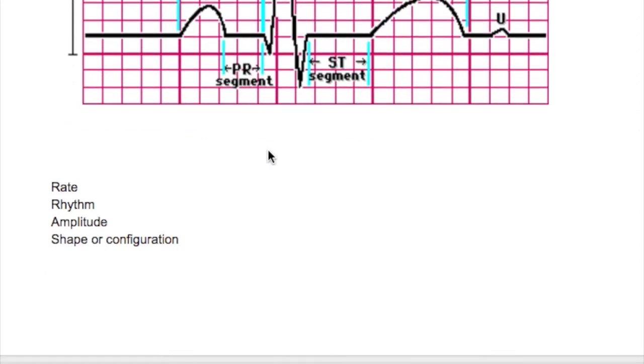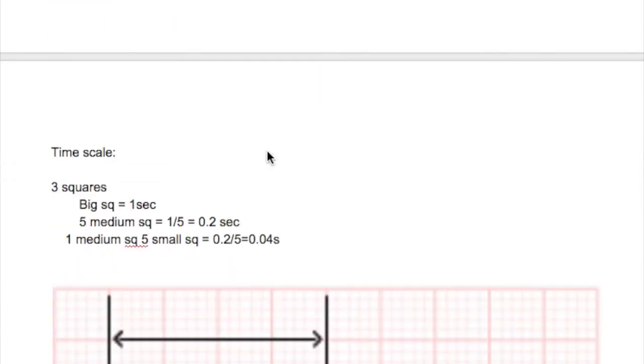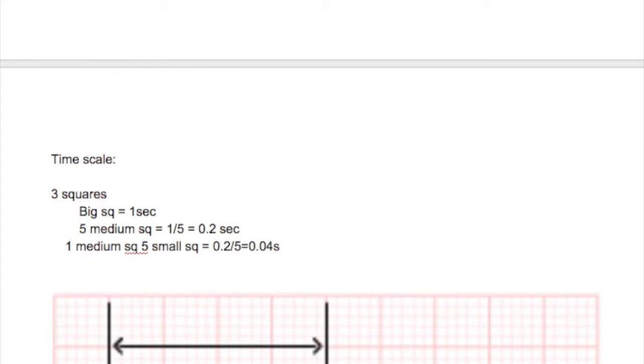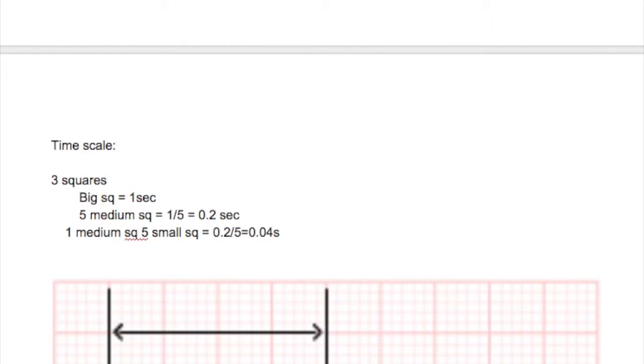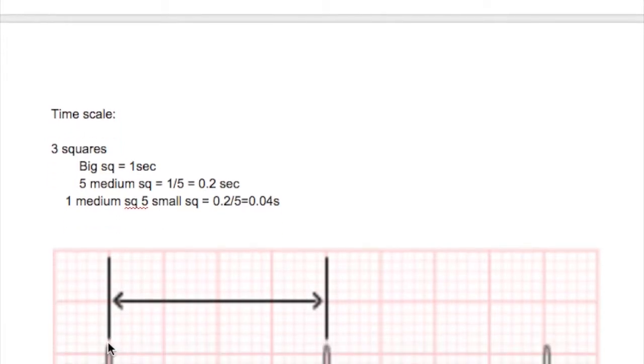So the rate, how do you calculate the rate? There are two methods for calculating the rate: the regular rate and the irregular rate. So the regular rate you can calculate by calculating the distance between the two R's. The rhythm is when the RR distance is at an equidistance, then it's a regular rhythm.